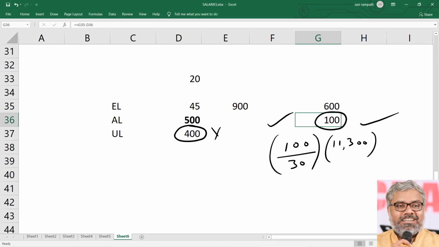But we cannot do like 400 by 30. This is not allowed. Why? The employer is giving him more than 30 days of leave. That is not correct. You should not be giving more than 30 days of leave. If he gives it, that is their headache, we are not bothered. We are bothered about the exemption calculation.